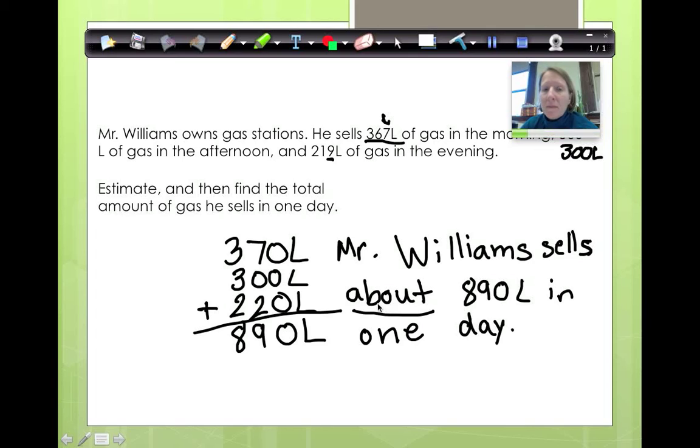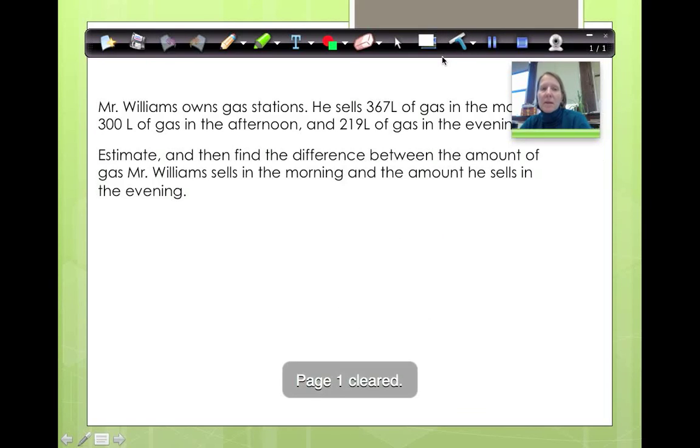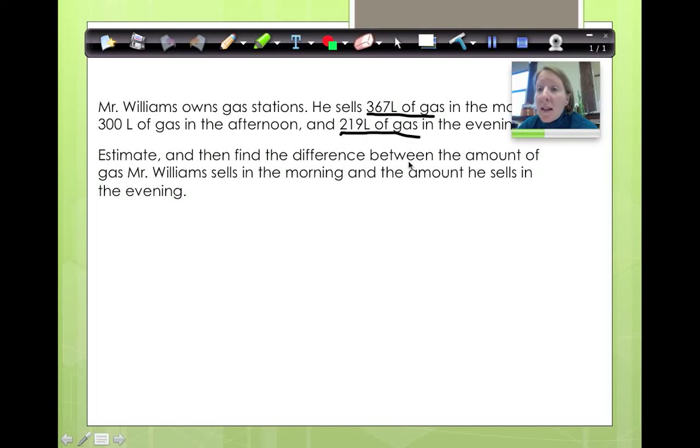It's still about Mr. Williams. Now, same numbers. But this time, let's estimate and then find the difference between the amount of gas Mr. Williams sells in the morning and the amount he sells in the evening. Okay, so here's the amount in the morning and here's the amount in the evening. Let's round to the nearest 10 because we would like it to be a reasonable answer. We don't want it crazy and strange because it might determine how much gas he needs to purchase or how much gas he needs to order. He needs a decent number, a reasonable number.